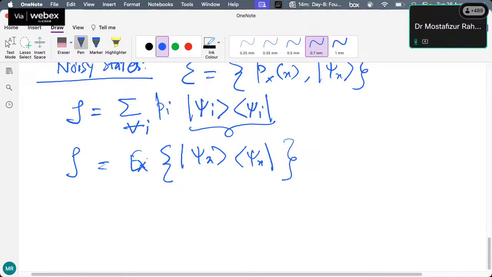So now there are some more properties of this density operator rho. One of them is called the spectral decomposition of rho, because it's a Hermitian operator, so it has a spectral decomposition.